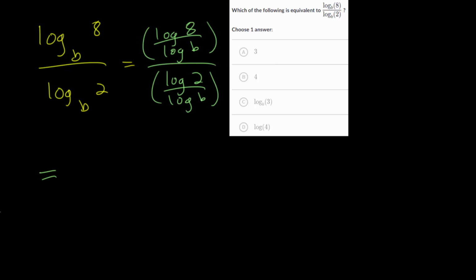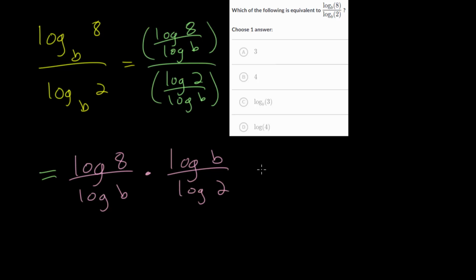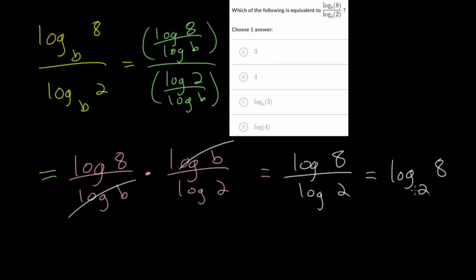And since we're dividing by a fraction, we'll change this to multiplying by this bottom fraction flipped over, by multiplying by the reciprocal, essentially. So we have log 8 divided by log b. The numerator doesn't change. And then now we're multiplying by this fraction flipped. So it'd be log b divided by log 2. And log b divided by log b, that is going to be 1, so those cancel. And we just get log 8 over log 2. And we have a quotient where the base for each of these is the same. So we can use the change of base rule in reverse and rewrite this as log base 2 of 8.